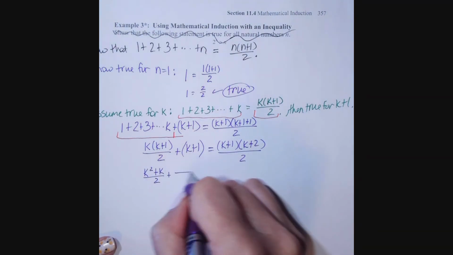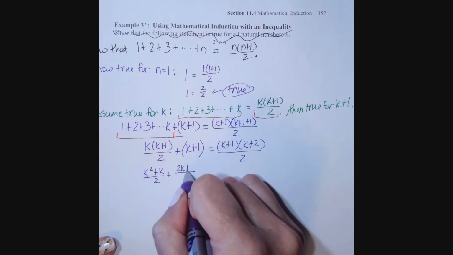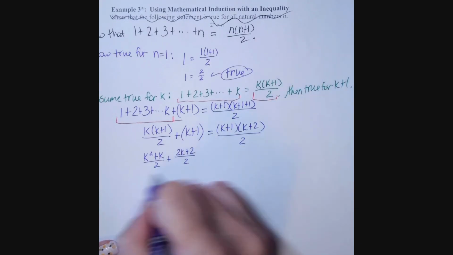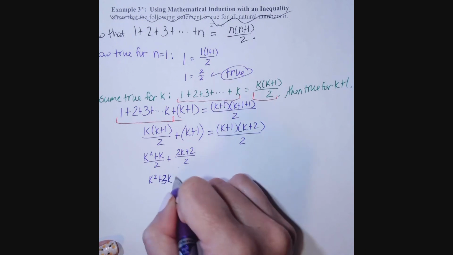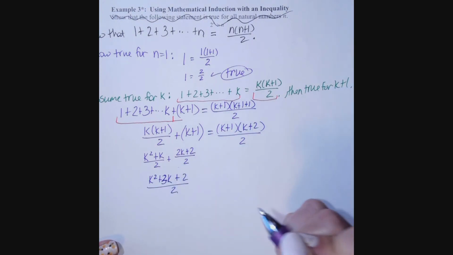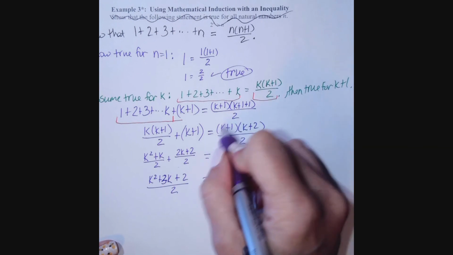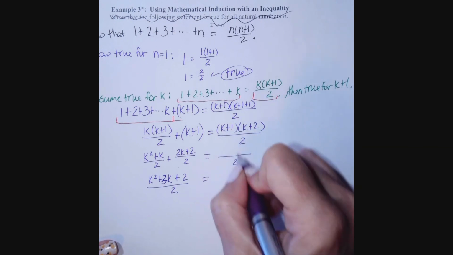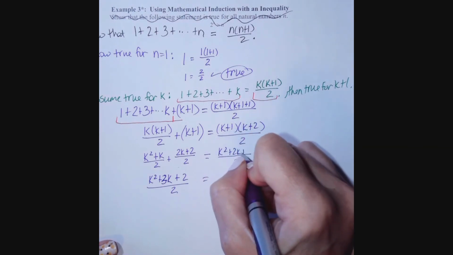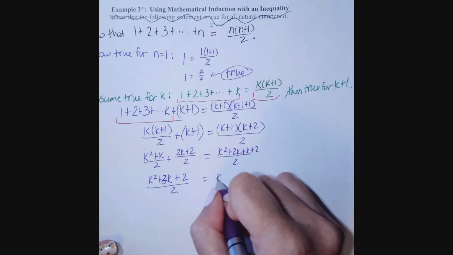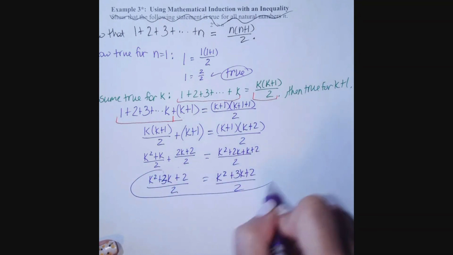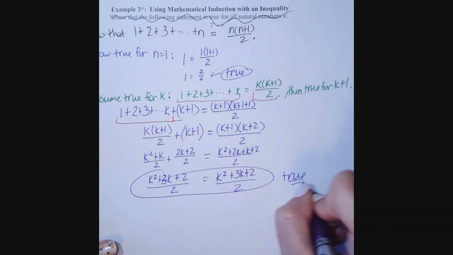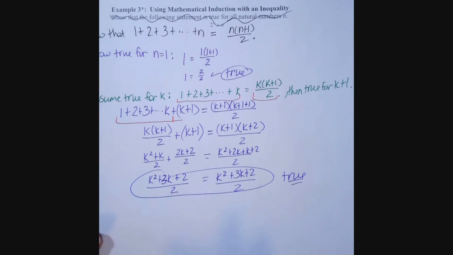Create our common denominator. That gives me 2k plus 2. So the left side of my equation is k squared plus 3k plus 2 all over 2. The right side of my equation I need to FOIL. So I have k squared plus 2k plus k plus 2, which is k squared plus 3k plus 2 all over 2. And we have proven our second condition true. So we know that our statement is true.